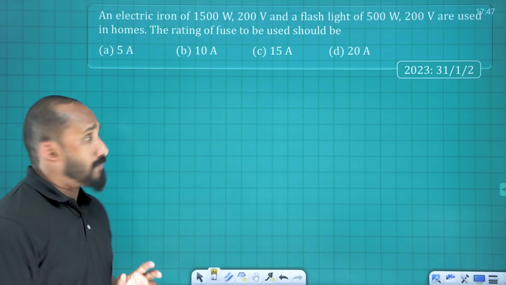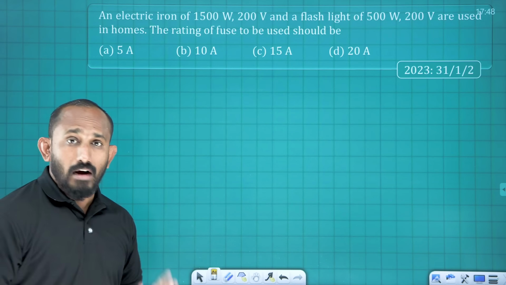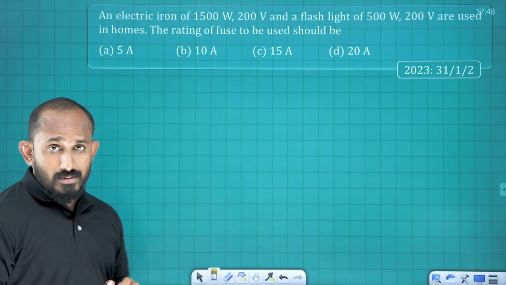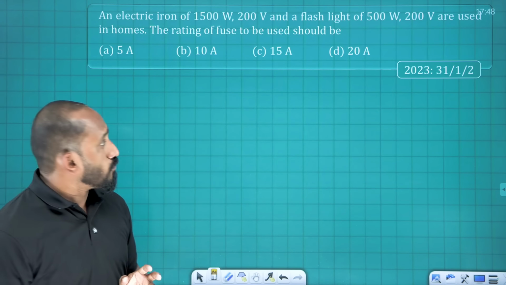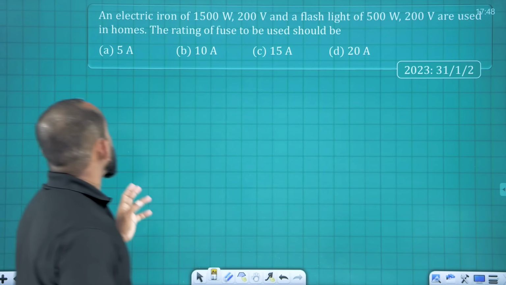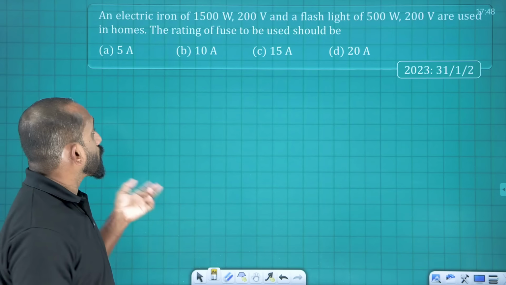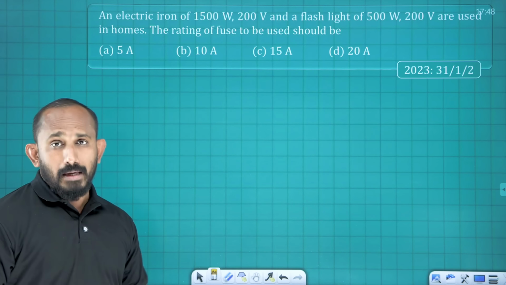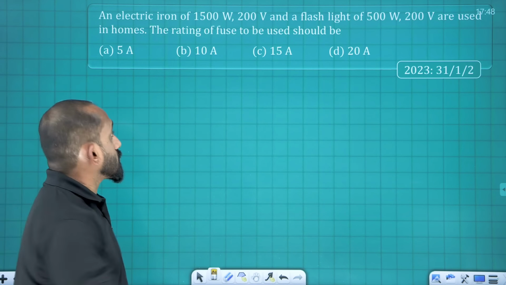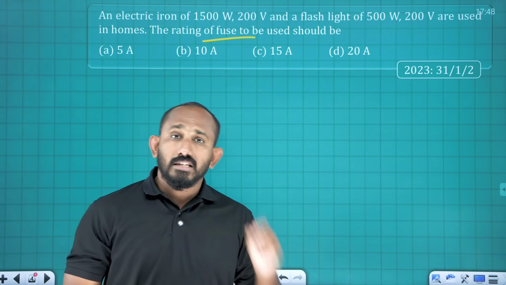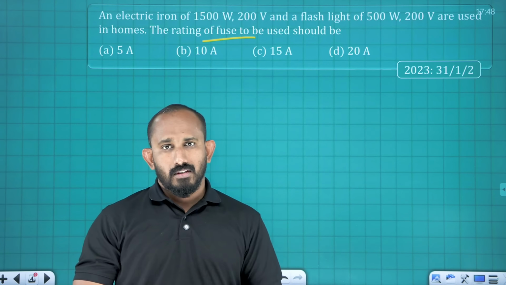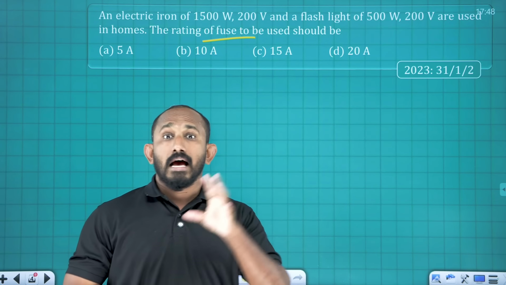An electric iron of 1500 watts, 200 volts and a flashlight of 500 watts, 200 volts are used in homes. The rating of the fuse to be used should be? So this is about the fuse. You know, in a domestic circuit, the electric fuse is another safety device. We have two safety measures, the earth wire and the electric fuse.